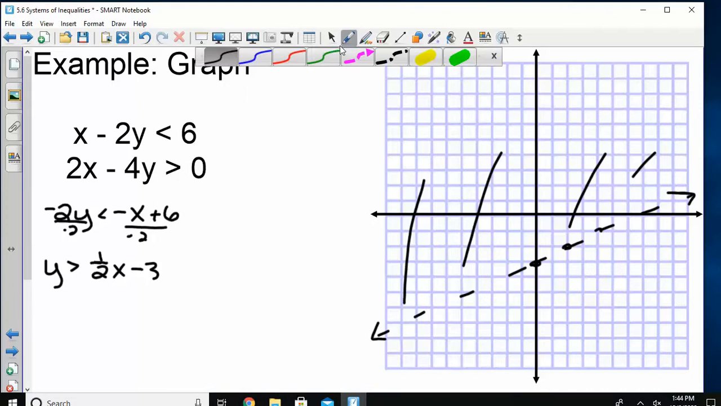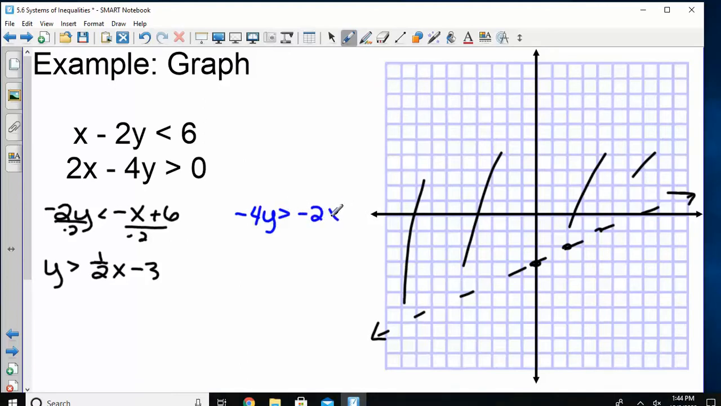Let me ask you a question. If you did both of them and they didn't overlap, so you had your shading but nothing overlapped, what would that mean? No solution. Good. So second one, if I subtract my 2x, divide by -4, which will again flip that inequality. Okay, y is less than 1/2 x.